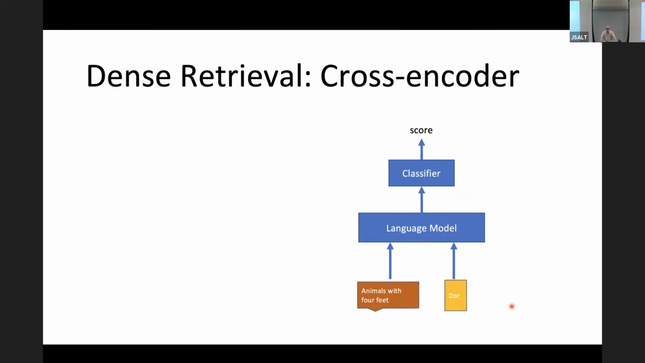A cross encoder looks at a document and a query and tells you how similar they are. Okay, so the cross encoder is a trained neural system that is doing that task. And you always have to have a document and a query when you do that.